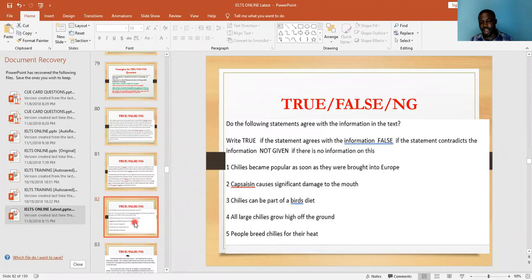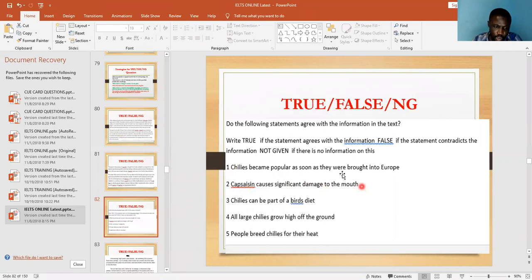That's the first question. Now, I want us to attend to the second question. I will let you read the paragraph, then we will attempt the question. I will let you give your opinion. Please, if you know how to use the chat box, when you've answered the question, just send your answer to the chat box: true, false, not given. The second question is: capsaicin causes significant damage to the mouth.